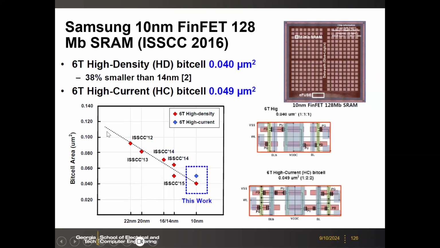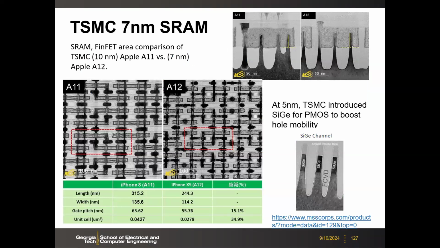So here the SRAM cell area keeps scaling to about 0.04 micrometer square at the 10 nanometer node. So this trend continues, right? Then TSMC has this 7 nanometer SRAM. And here are some reverse engineering reports by looking at the caches in the iPhone. And then here are the dimensions.